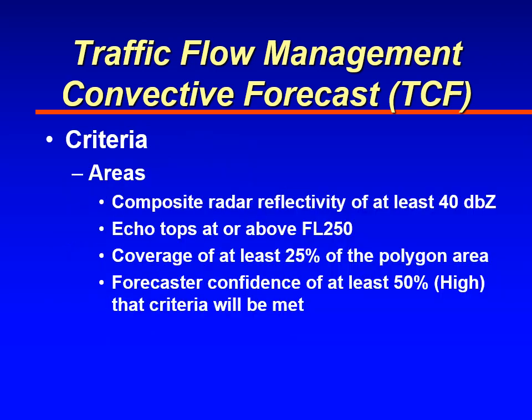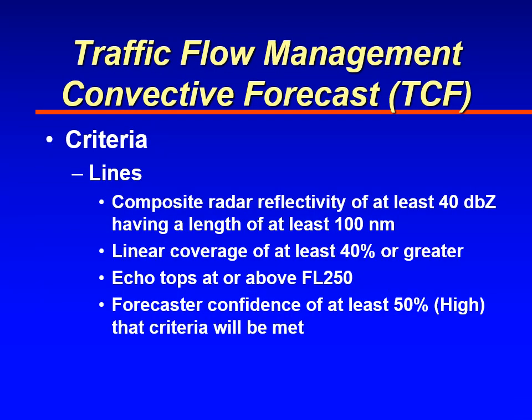There are certain criteria for the areas and lines of thunderstorms that they forecast. They don't forecast every individual thunderstorm, but more or less areas and lines. The areas have certain criteria. They have to be pretty strong, 40 dBZ or stronger. The tops have to be up to about 25,000 feet. Less than that, typically they're just rain showers, so 25,000 feet is kind of the cutoff. They have to cover 25% of a polygon area, so in other words, it has to be a bigger area. And as we mentioned before, the forecaster's confidence has to be 50% or greater that those will happen.